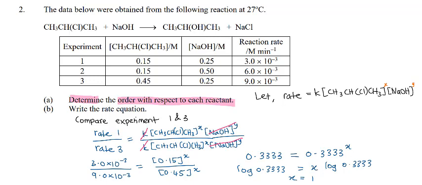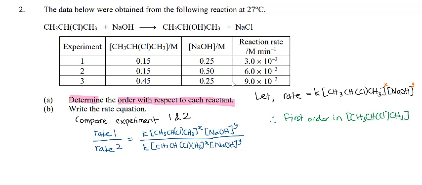All right, so write down this sentence to conclude: first order in concentration of CH₃CHClCH₃. And then find the value of y by comparing experiments 1 and 2. Since here for this concentration we have the same value, we can cancel it out. And then for this one we need to find y, so we need to choose the one with different concentration. Again we can cancel out the k and also these two concentrations since they have the same value, and then substitute the values into the remaining.